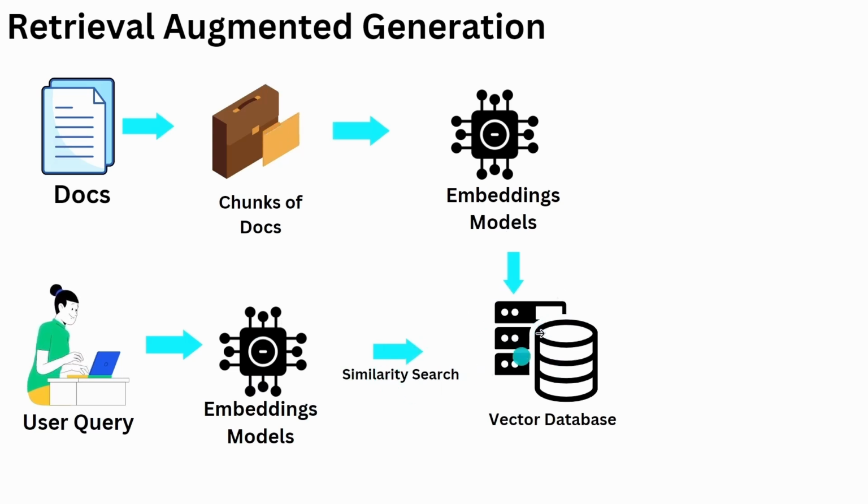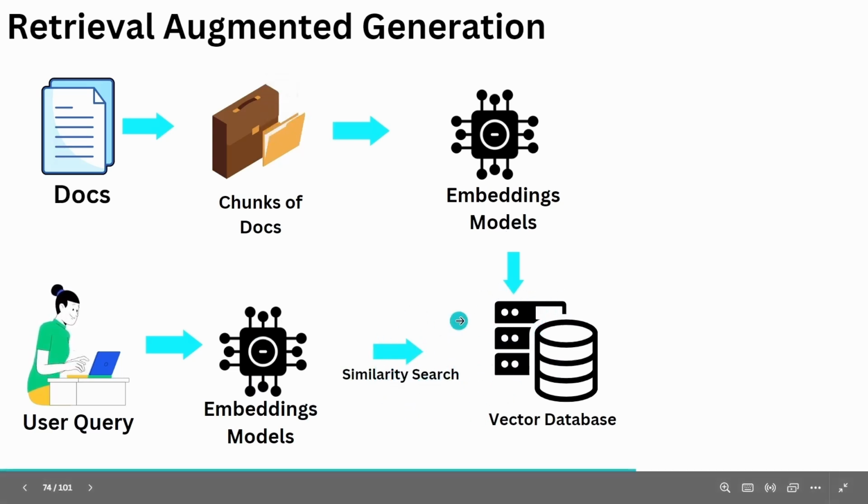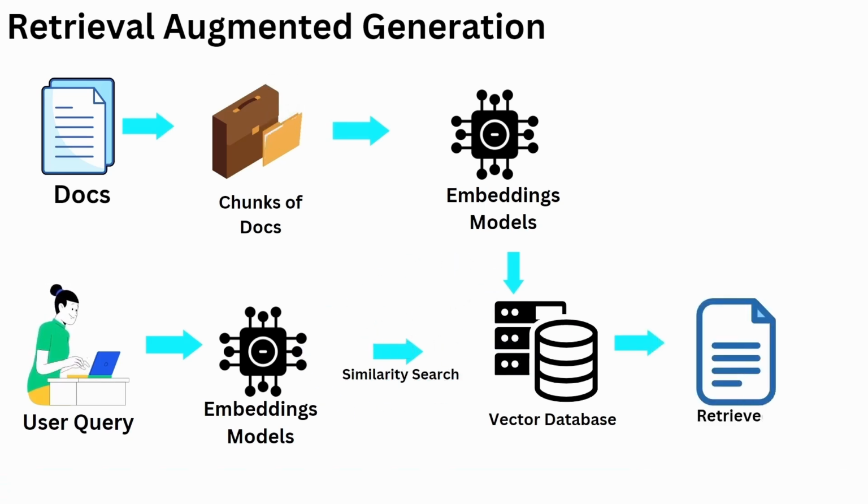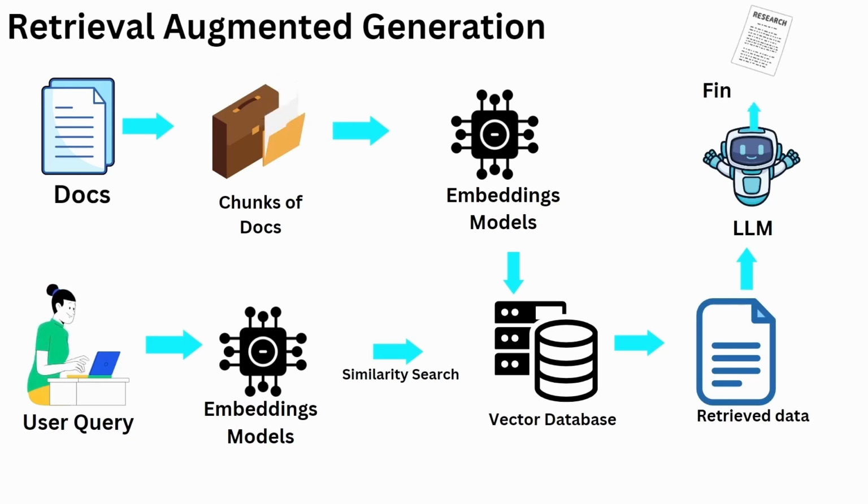It is going to do the similarity search and then extract the relevant data with respect to that query. That retrieved data will be passed to the large language model. The large language model will have both things, the user query and the retrieved data. Based on that it is going to generate the final output. So that was the way to build a retrieval augmented generation. That's how the whole architecture works.